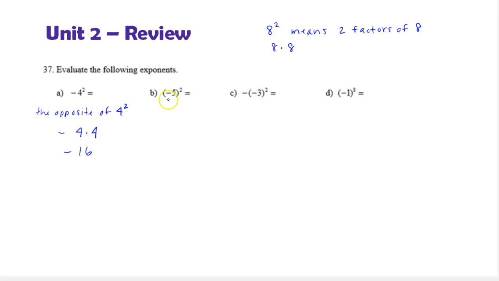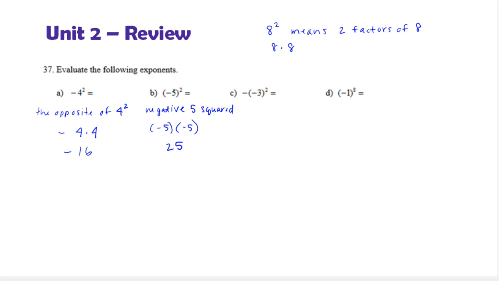Now here we have negative 5 squared. So notice the difference in the language. Since the negative is in the parentheses, that means that we're squaring the negative 5. The negative 5 is the factor that we're multiplying by itself twice, whereas here it was an opposite that we did after the fact. So this means negative 5 times negative 5, 2 factors of negative 5. A negative times a negative is positive, and 5 times 5 is 25.